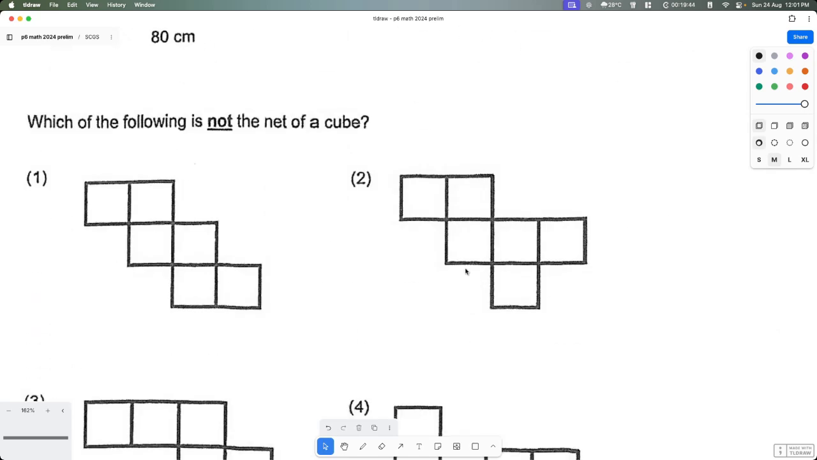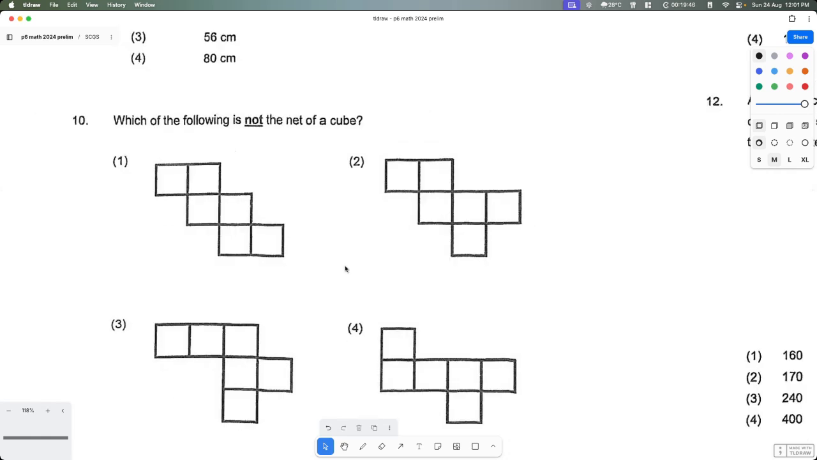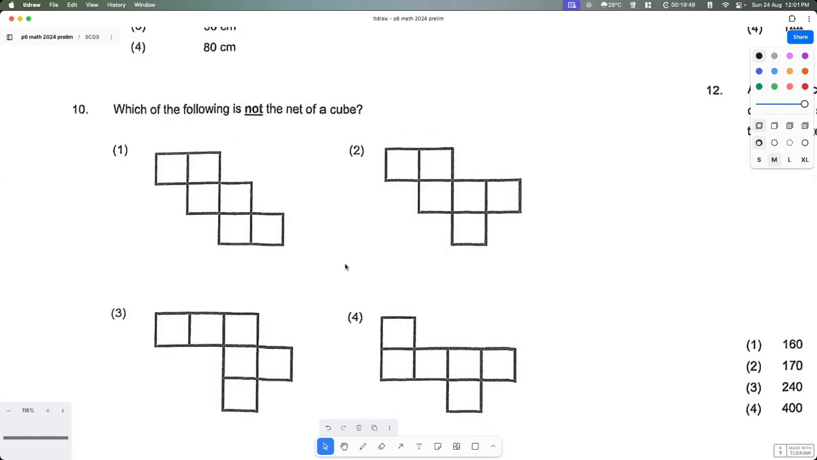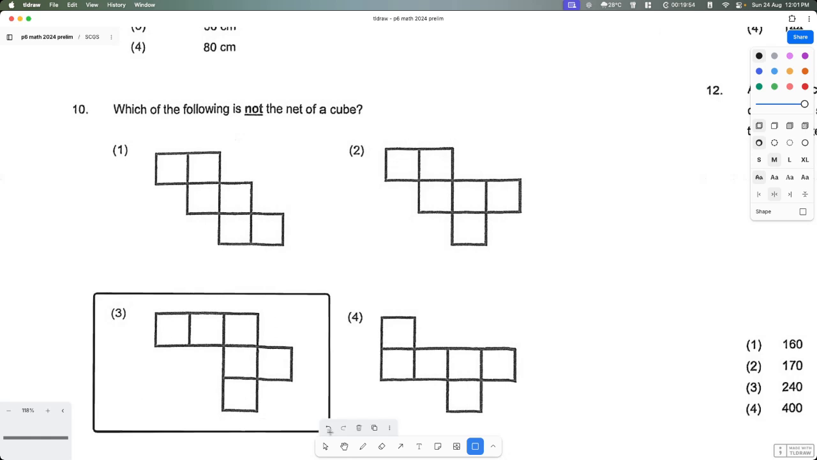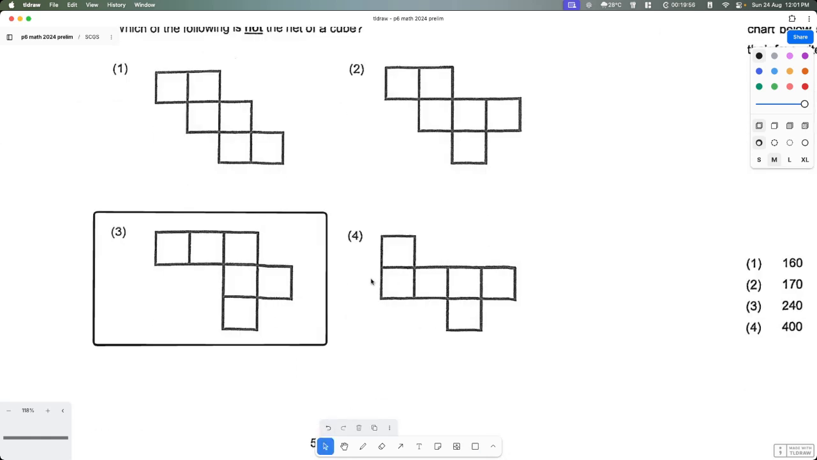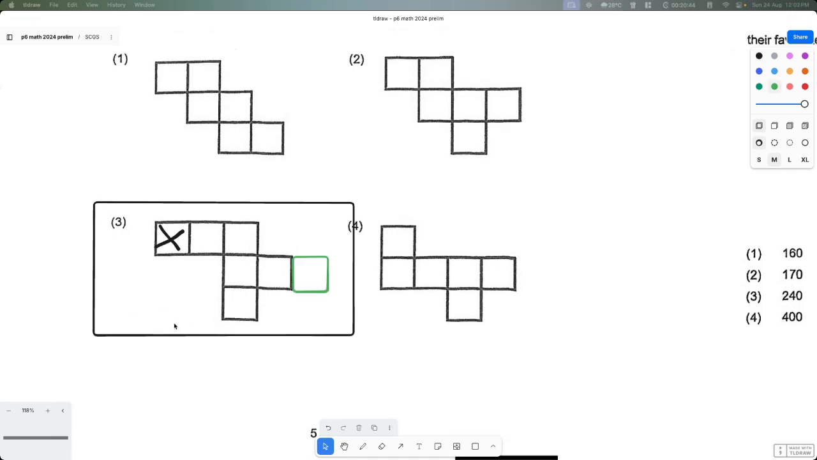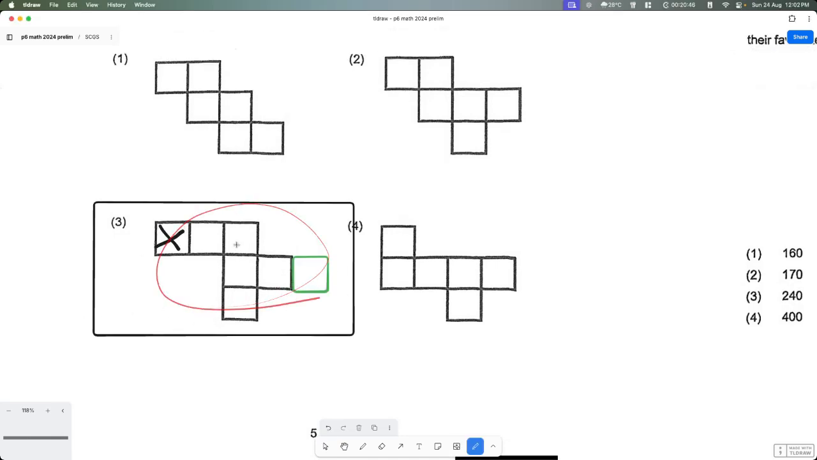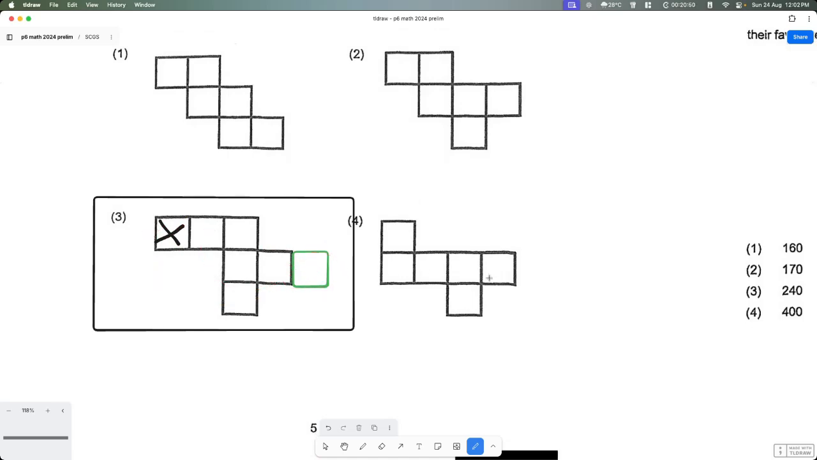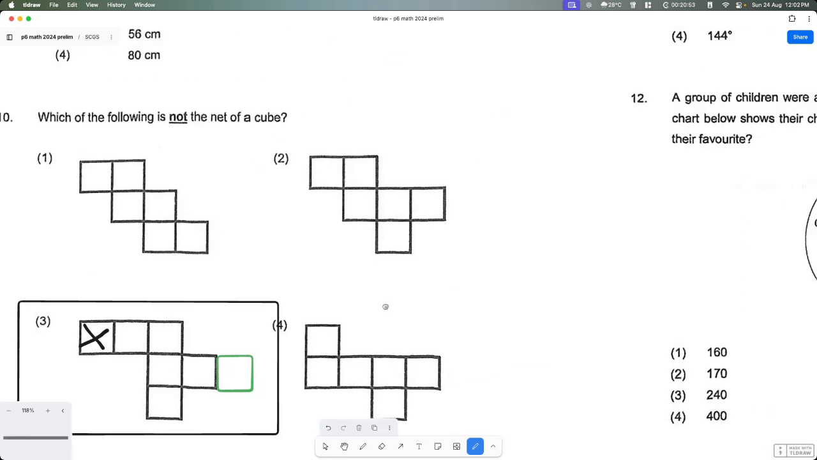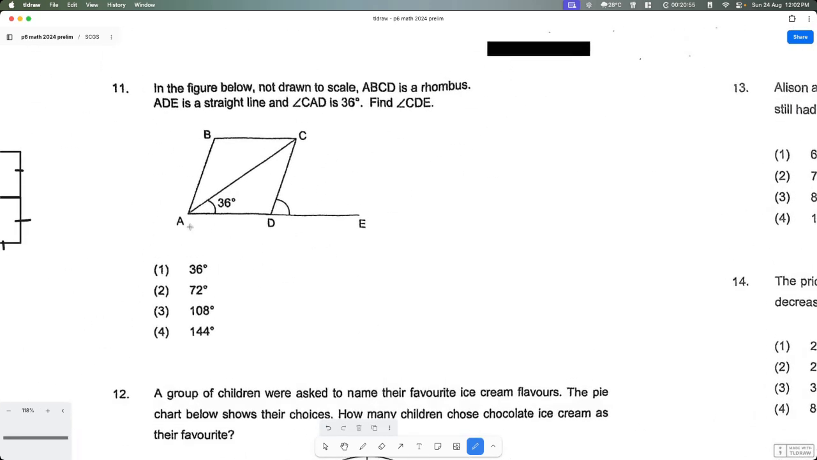Let's move on to question number 10. Which of the following is not a net cube? If you remember what the net cubes are, then it's pretty straightforward. The answer is 3 over here. If you want to make this into a net cube, it should be like this instead. This is wrong, so we should have 1 here as well. Okay, let's move on to the next question, question 11.